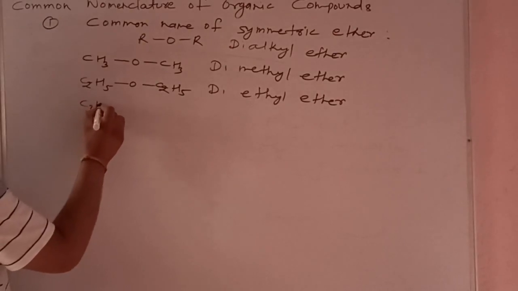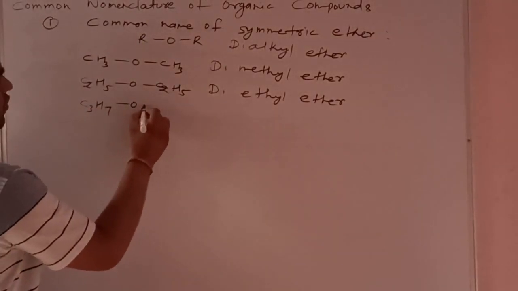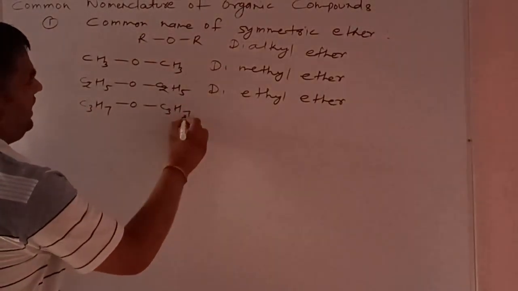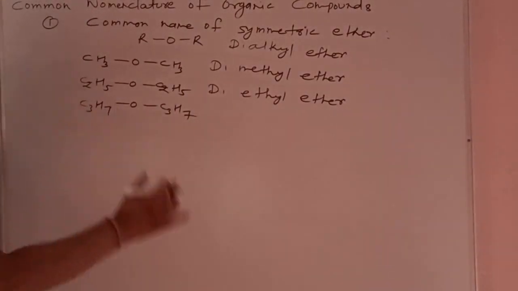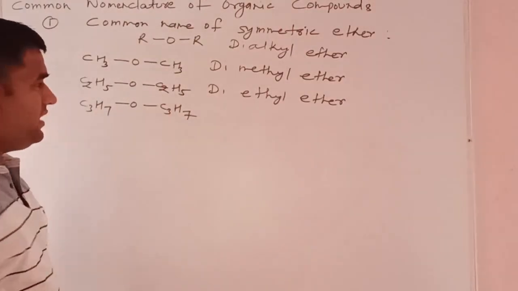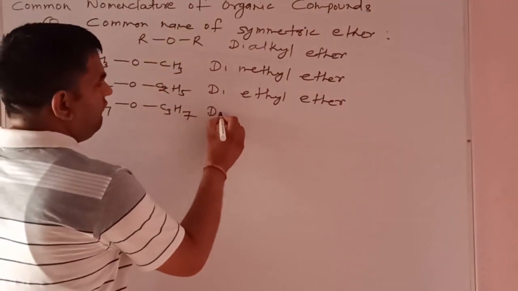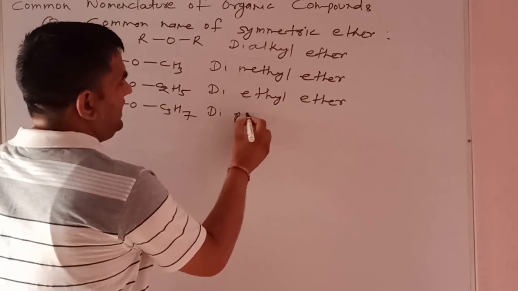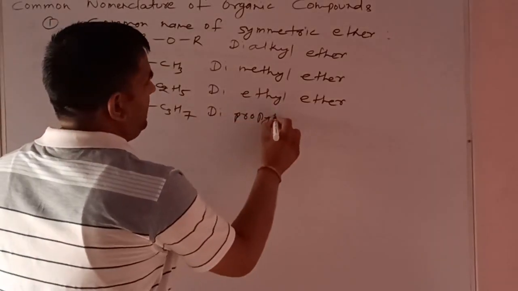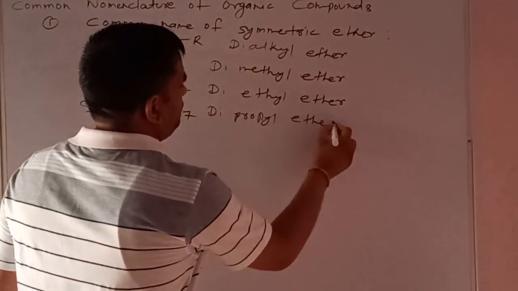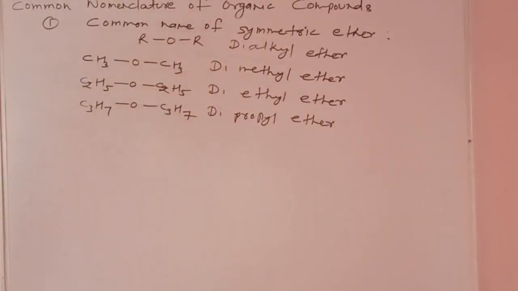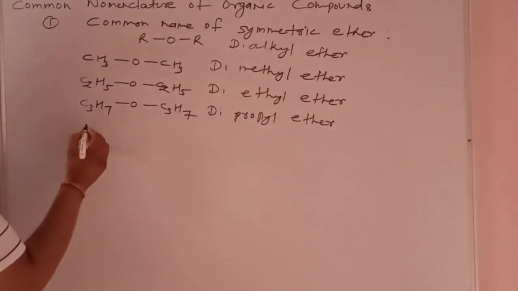Next example is C3H7OC3H7. C3H7 is propyl, first propyl and second propyl. For two propyl we use dipropyl, and then ether at the end. So the common name of this ether is dipropyl ether.